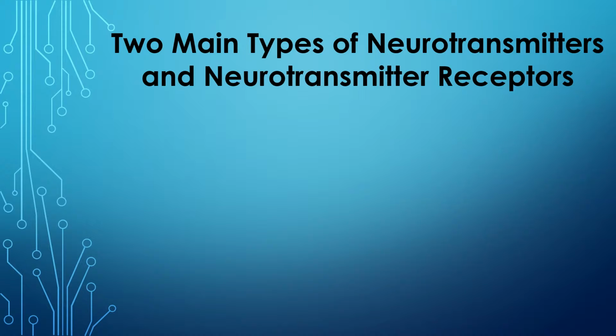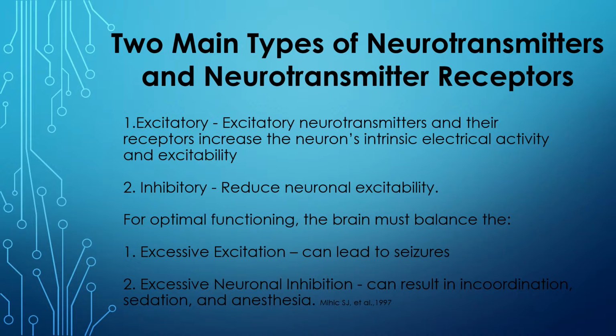There are two main types of neurotransmitters and transmitter receptors, excitatory and inhibitory, that determine the response of the signal receiving neuron. Excitatory neurotransmitters and their receptors increase the neuron's intrinsic electrical activity and excitability, whereas inhibitory neurotransmitters and their receptors reduce neuronal excitability. For optimal functioning, the brain must balance the excitatory and inhibitory influences. So excessive excitation can lead to seizures, whereas excessive neuronal inhibition can result in incoordination, sedation, and anesthesia.